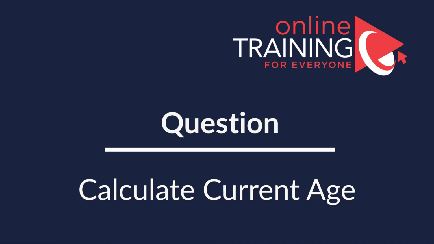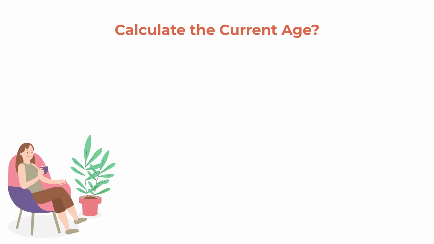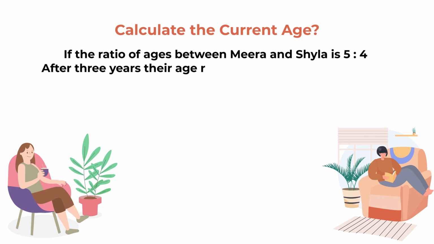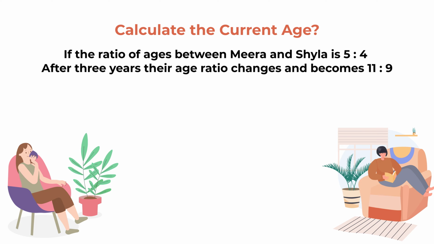Here's the question, which seems easy, but has some tricky elements to it. You need to calculate the current age of Shiloh. If the ratio of ages between Mira and Shiloh is 5 to 4, after 3 years, the age ratio changes and becomes 11 to 9. You need to calculate the current age of Shiloh.